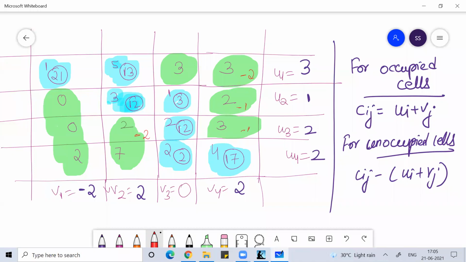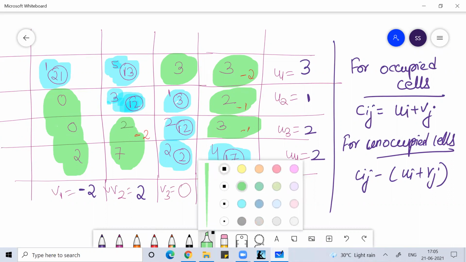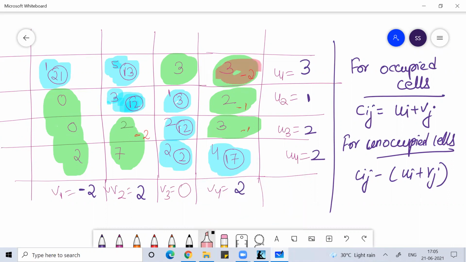So now only you are getting negative values. You can see in which cells you are getting negative values. This cell is a negative value, then this cell is negative. So this shows inappropriate allocation, means whatever allocation we did is not up to the mark. So we need to reallocate everything.